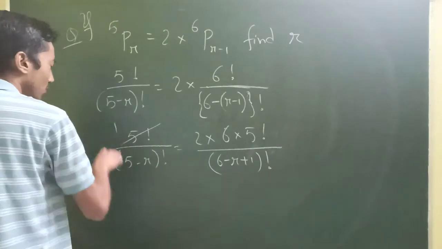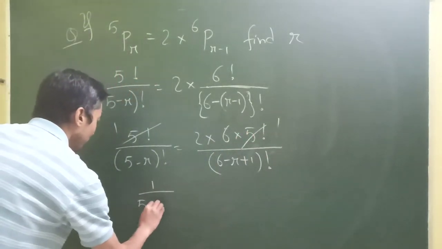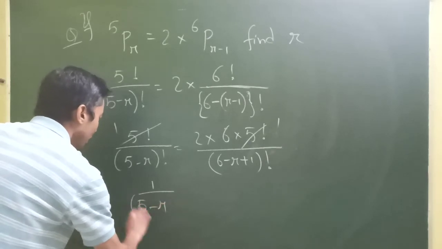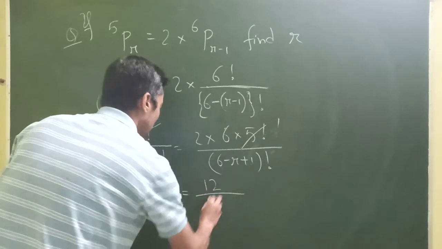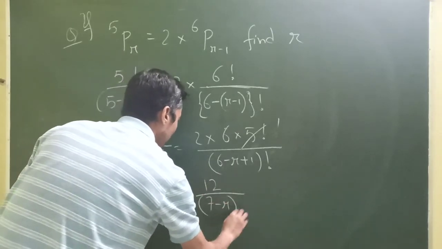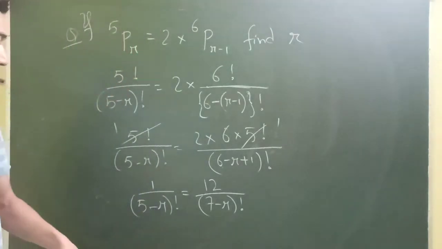Now 5 factorial and 5 factorial I can cancel, so that's 1 by (5 minus R) factorial equal to 12 by (7 minus R) factorial. Not yet solved. Okay?